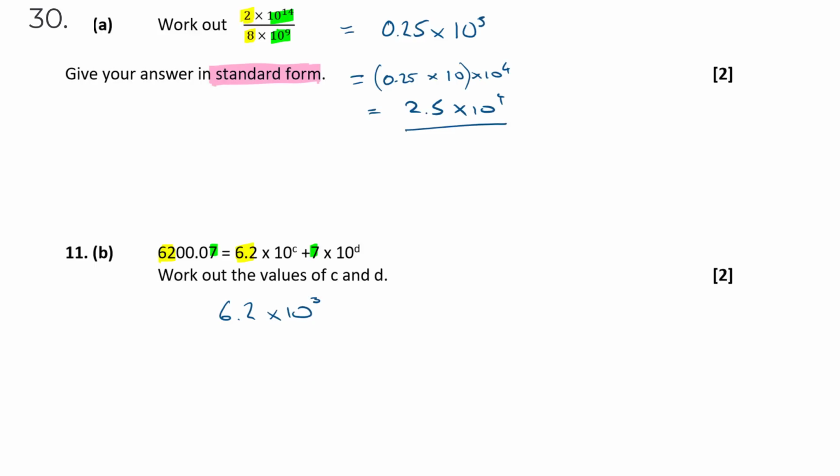So that's going to be 6.2 times 10 to the 3 plus, what am I going to have to do with that 7 to shift the decimal point? How many jumps is it? 1, 2 jumps. So that's going to be times 10 to the minus 2 then, isn't it? 0.07 is 7 times 10 to the minus 2. I think that's right. Okay, so comparing our numbers here and here, C must be 3 and D must be minus 2. Okay, so that's my answer. C is 3, D is minus 2.